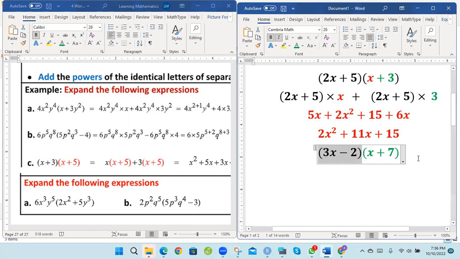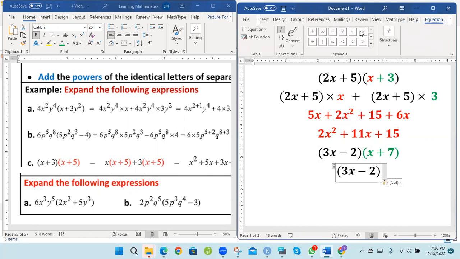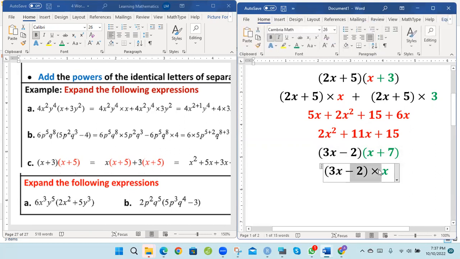This 3x minus 2 is going to appear twice. 3x minus 2 has to multiply to x, that x there. 3x minus 2 has to multiply to x. And 3x minus 2 has to multiply to 7. All right, please get that clear. I have to multiply to that 7 that is there.